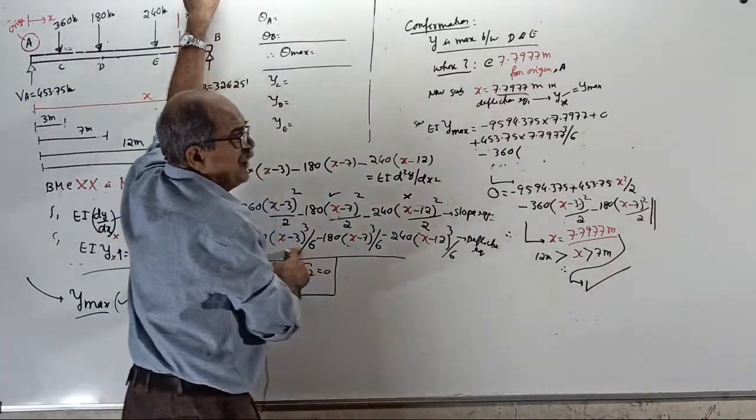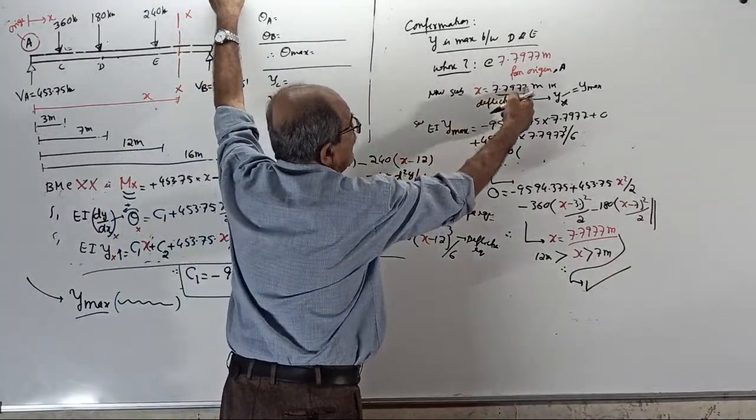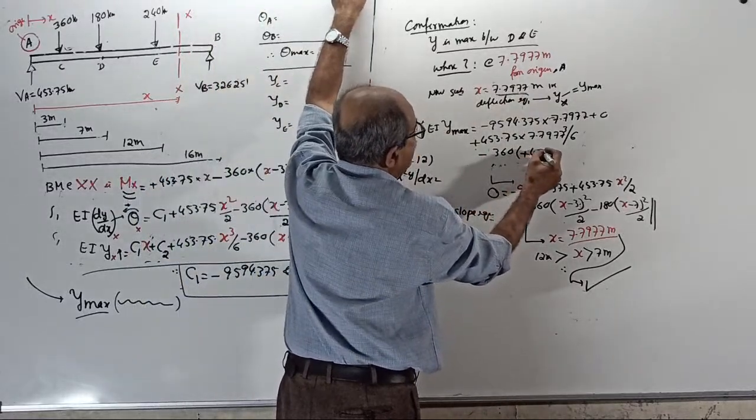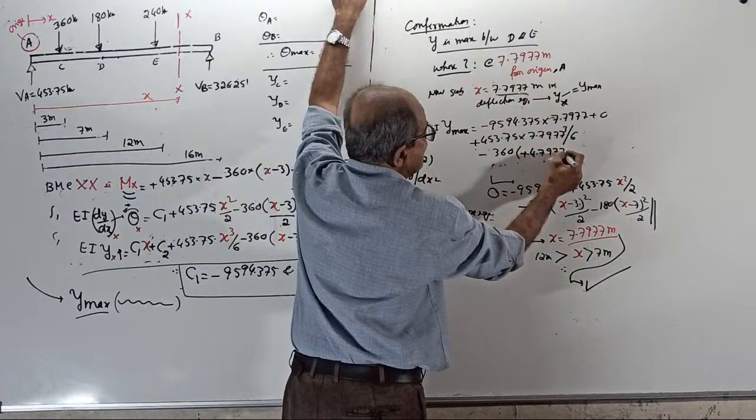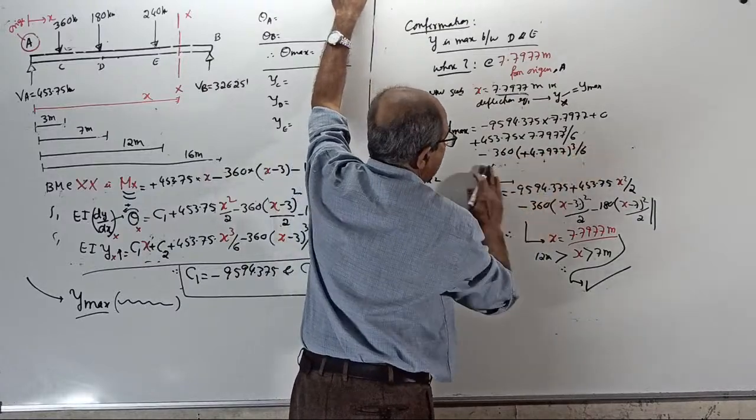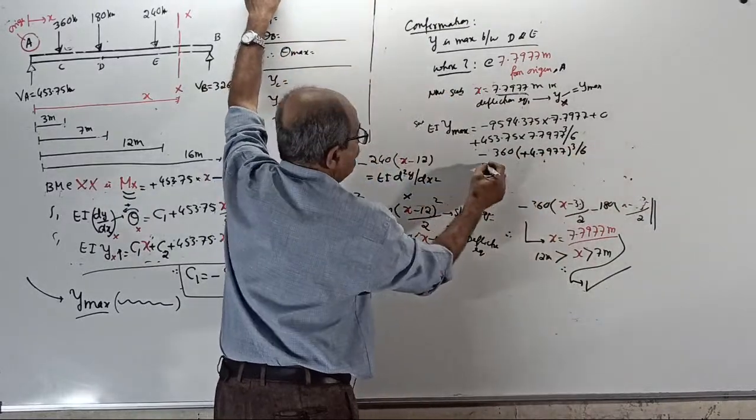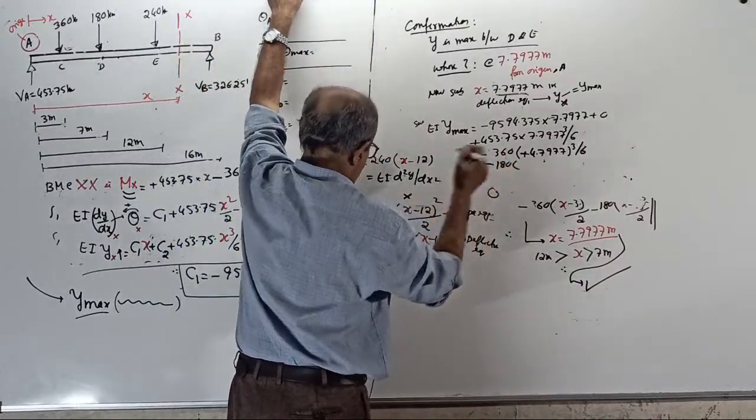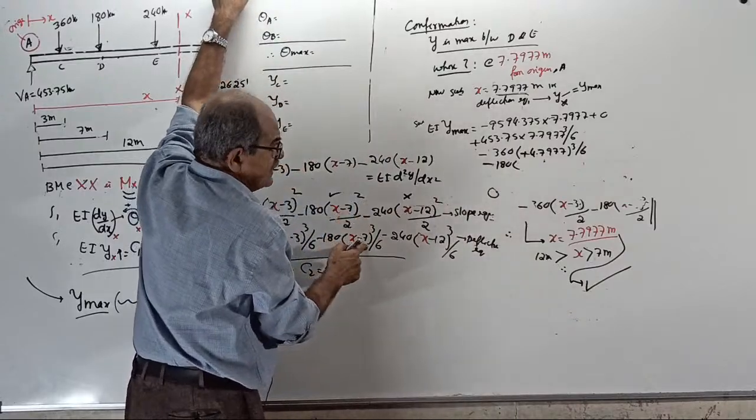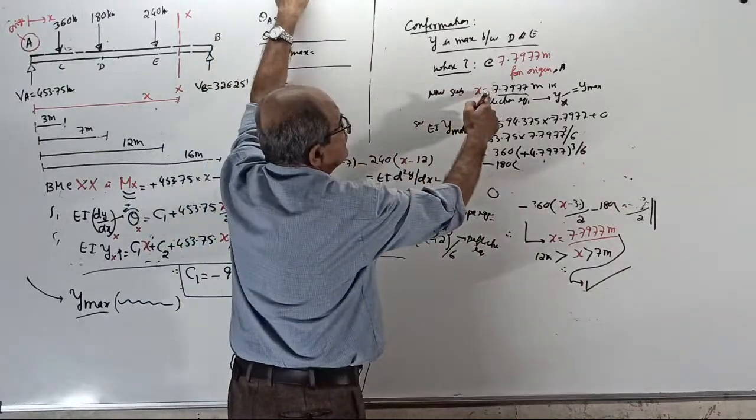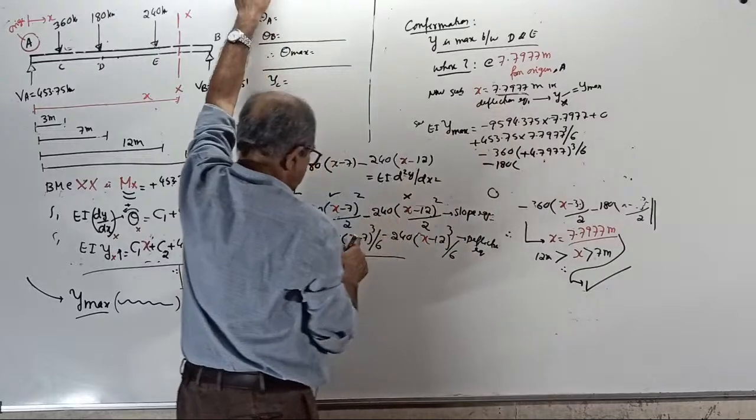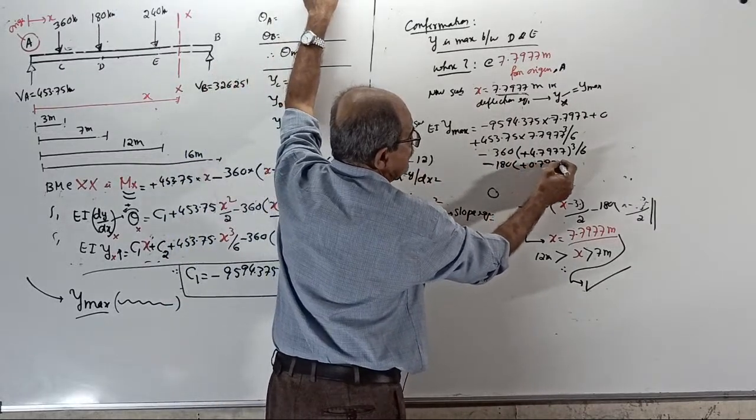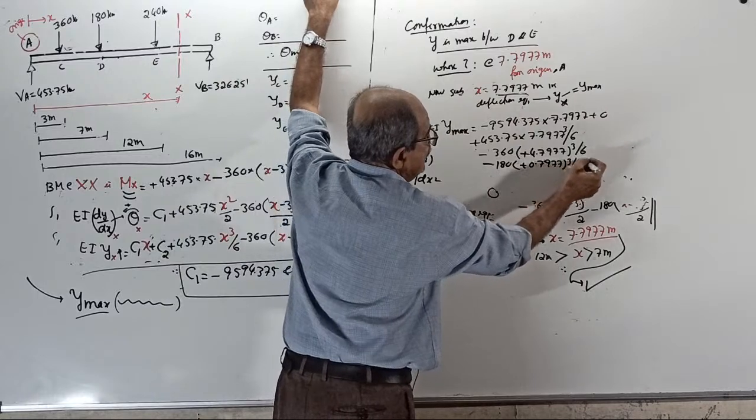X minus 3 is positive. X is 7.7977. Subtract 3, it will come plus 4.7977 cube by 6. Next term, minus 180 into X minus 7. Yes, X is 7.7977 minus 7, still positive. 0.7977 cube by 6. Stop.